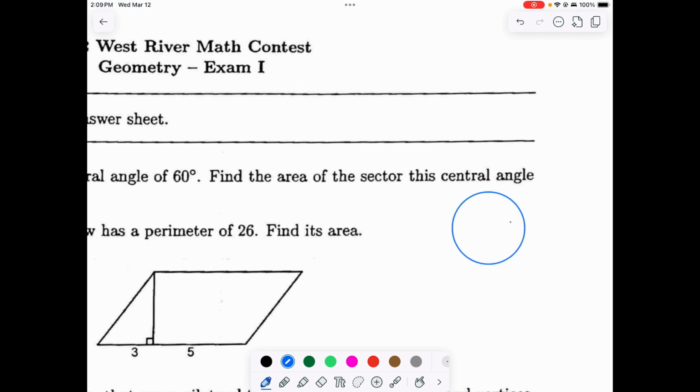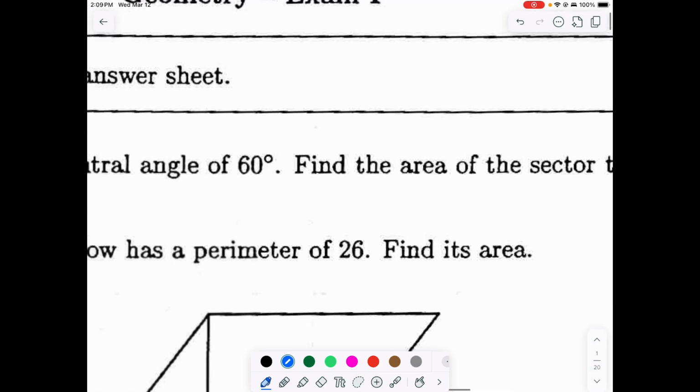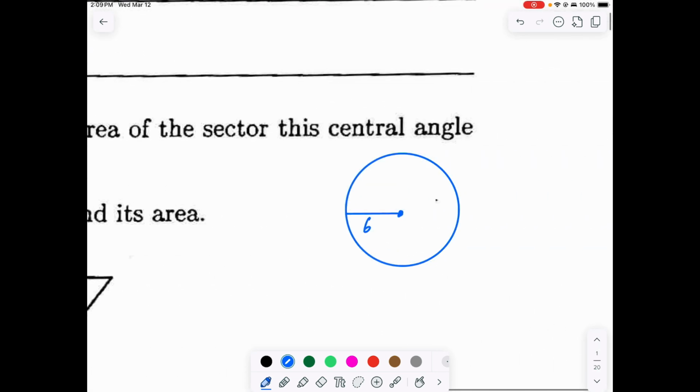So we've got a circle, it's got a radius of 6. One of the best things you can do to solve problems is to draw them. Here's a circle with a radius of 6, and it says it's got a central angle of 60 degrees. Now, central angle goes from the center, and it's 60 degrees. So maybe it's right about there. Okay, that's 60 degrees. And we want to find the area of the sector. In other words, what's the area inside this?